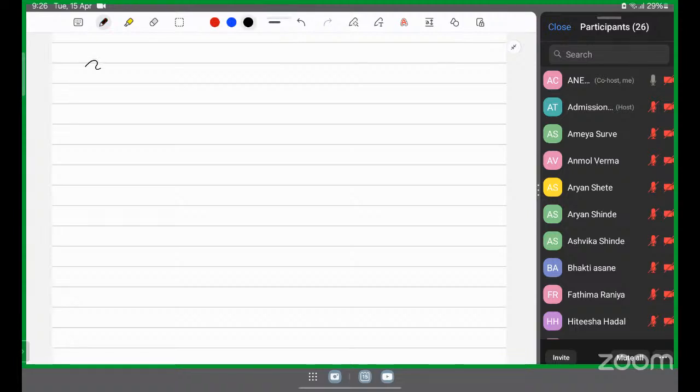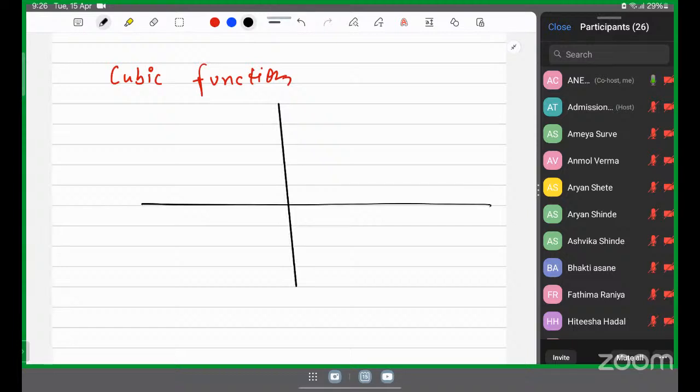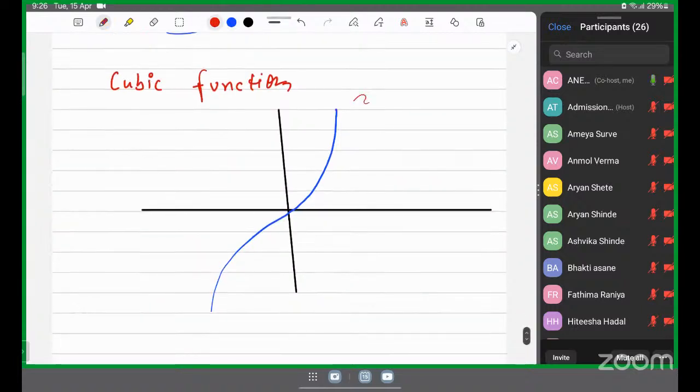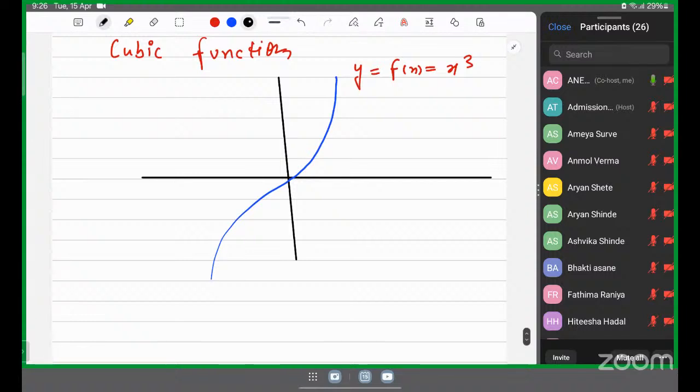Next one is cubic function. Graph of a cubic function is something like this. This is the graph of cubic function, y equals f of x equals x cube. From the graph, could you tell me the domain? What will be the domain of x cube?